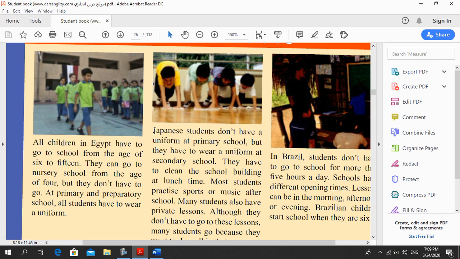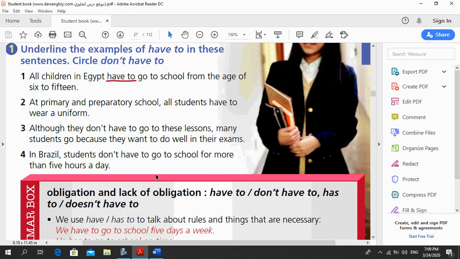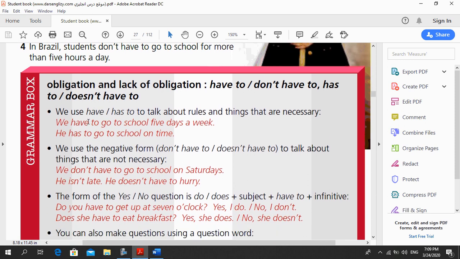There's a text in Unit 14 which says that Japanese students don't have a uniform at primary school, but they have to wear a uniform at secondary school. In Egypt, we have to wear a uniform at every stage. So, what is the meaning of have to wear? Have to wear, this is an obligation. The school rules say that you need to wear a uniform. So, you have an obligation towards the school to wear this uniform. You don't have an option. The school will make you wear the uniform.